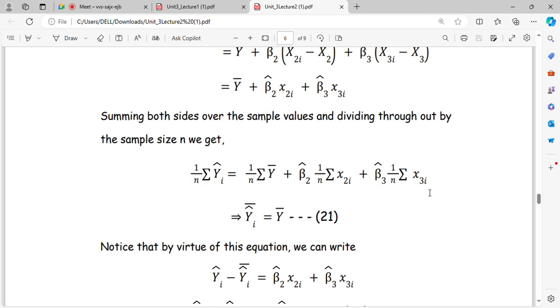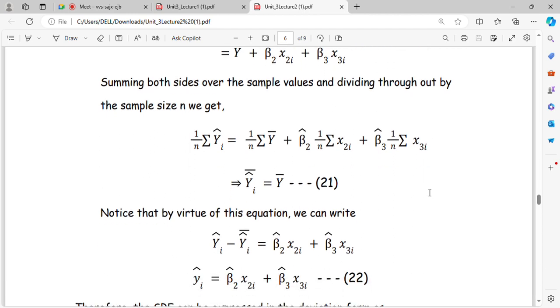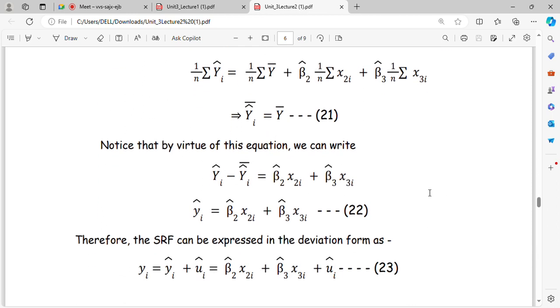Notice that by virtue of this equation we can write yi hat minus y hat bar is equal to beta 2 hat x2i plus beta 3 hat x3i, right? We can easily write this. That means small yi hat is equal to beta 2 hat x2i plus beta 3 hat small x3i. Therefore the SRF can be expressed in the deviation form as yi equals yi hat plus ui hat equals beta 2 hat x2i plus beta 3 hat x3i plus ui hat.